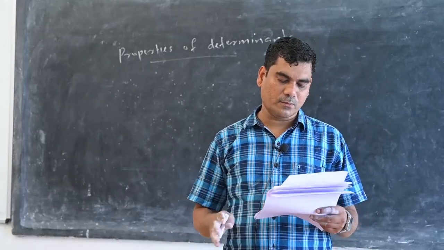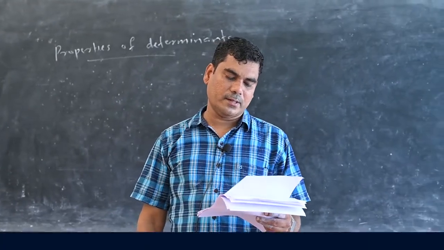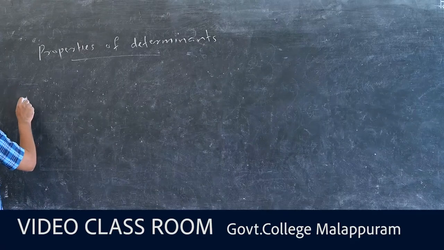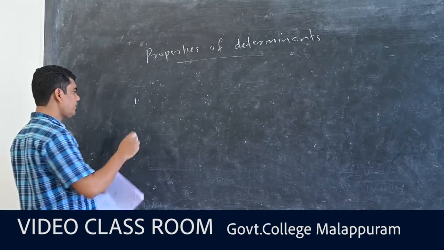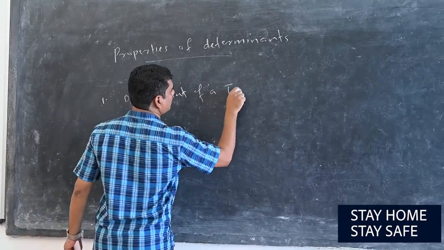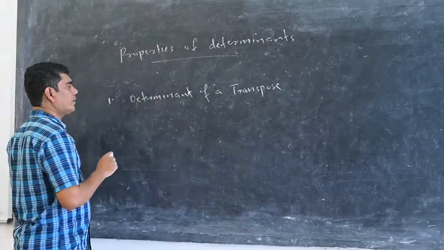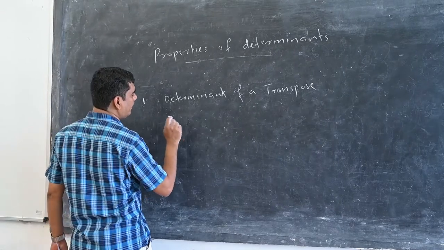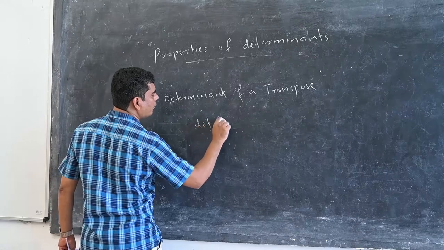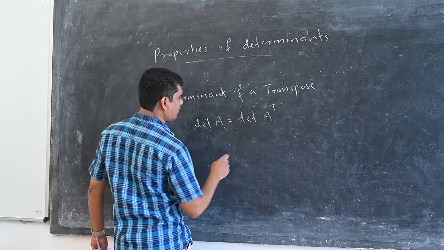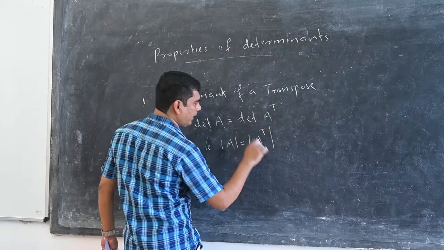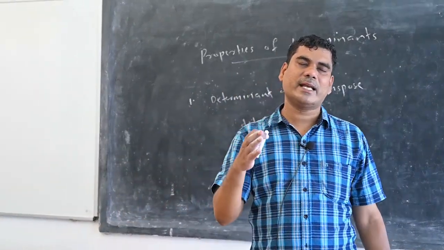So, some of the properties of determinants. First property is the determinant of a transpose. So this property is: if A is a square matrix, determinant of A is equal to determinant of A transpose. A matrix and its transpose matrix have the same determinant.